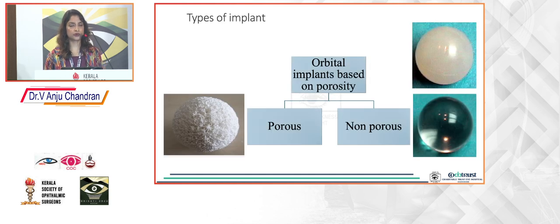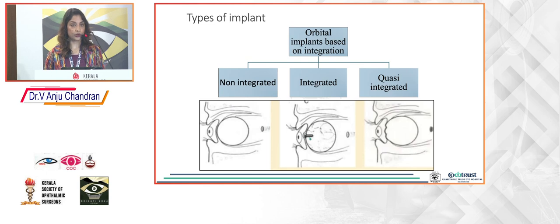There are various types of implants available based on the porosity. You have porous ones and non-porous ones. And the biogenic implant that we have is the dermis fat graft. So just quickly about orbital implants based on integration: you have non-integrated, integrated, and quasi-integrated.